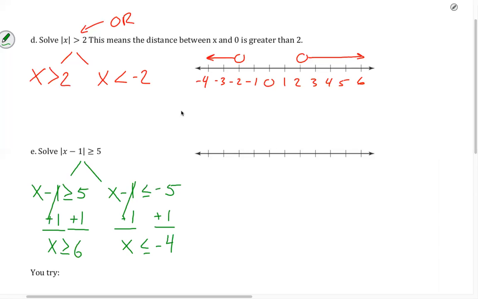I was making fun of that. I don't understand the difference between the and and the or. Okay, let's finish up this one, and then I'll go back and talk about that.